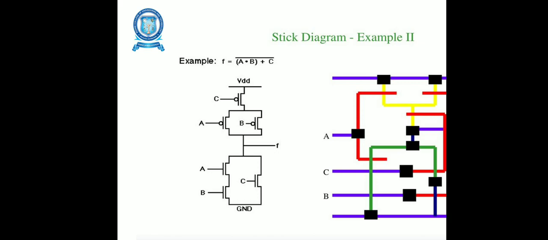Next we can see the stick diagram for an example function, F equals A plus B plus C, the whole bar. Here we also have some design rules that allow the translation of circuits into an actual geometry in silicon. That is the interface between the circuit designer and the fabrication engineer. Here you can see two inputs, that is the AND gate, and one input as the OR gate.